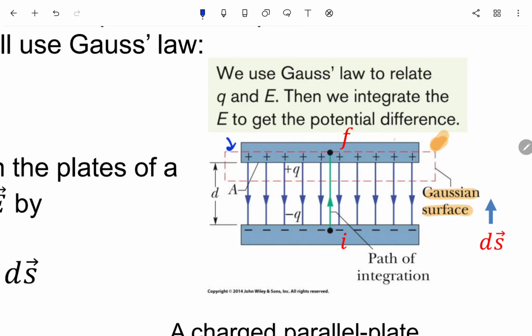For this Gaussian surface, for these two sides, this side is inside the top plate, which means that the E field inside is 0. So this side won't contribute. This side is actually outside the capacitor, so the E field is also 0. So the final part is this one.